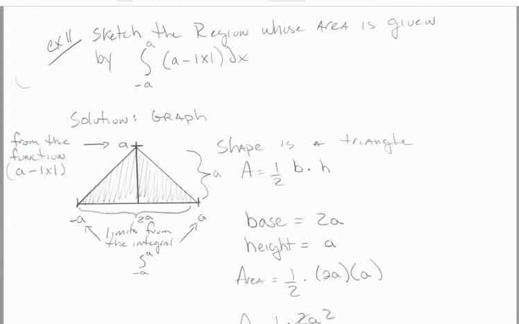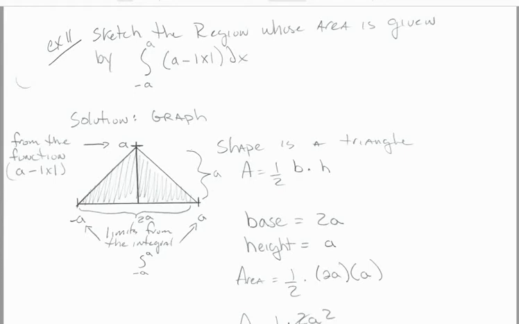Example 11 is going to give us a little bit of new insight into being able to find the geometric shape that we're going to take the area of. Okay, we should all recognize, let's look at this integral, negative a to a of a minus the absolute value of x. The first thing that you should be thinking in your head is, what shape does absolute value of x produce? It's either a v up or a v facing down.